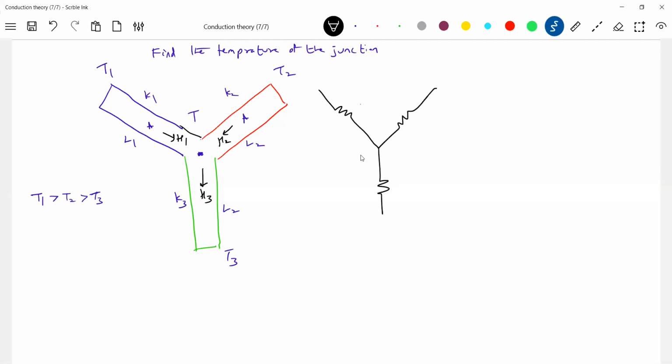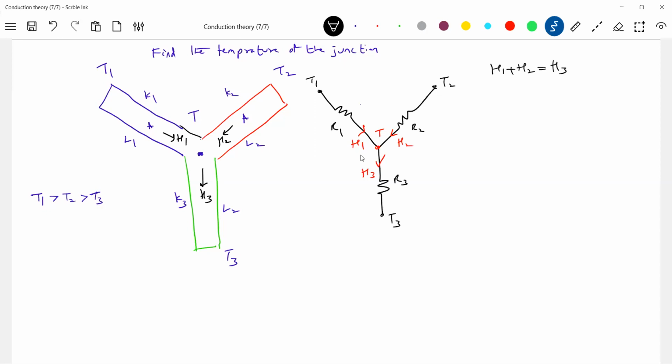Okay, you do one thing. Take it like this. So the temperatures are T1, T2, T3, and the resistances R1, R2, R3. The heat currents here are H1, H2, H3. So what is the temperature of the junction? Therefore, what is H? H is equal to H1 plus H2 equal to H3. What is this, sir?